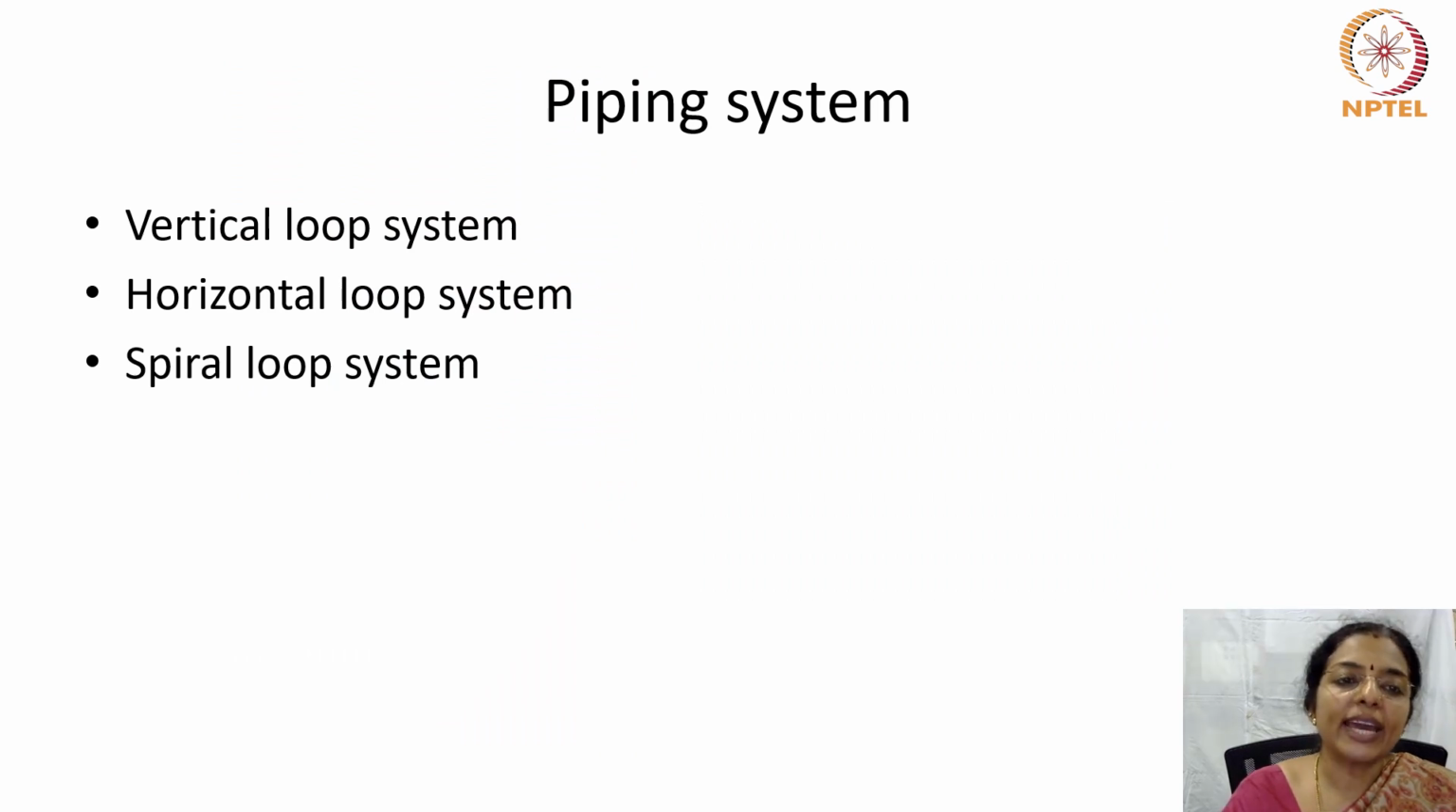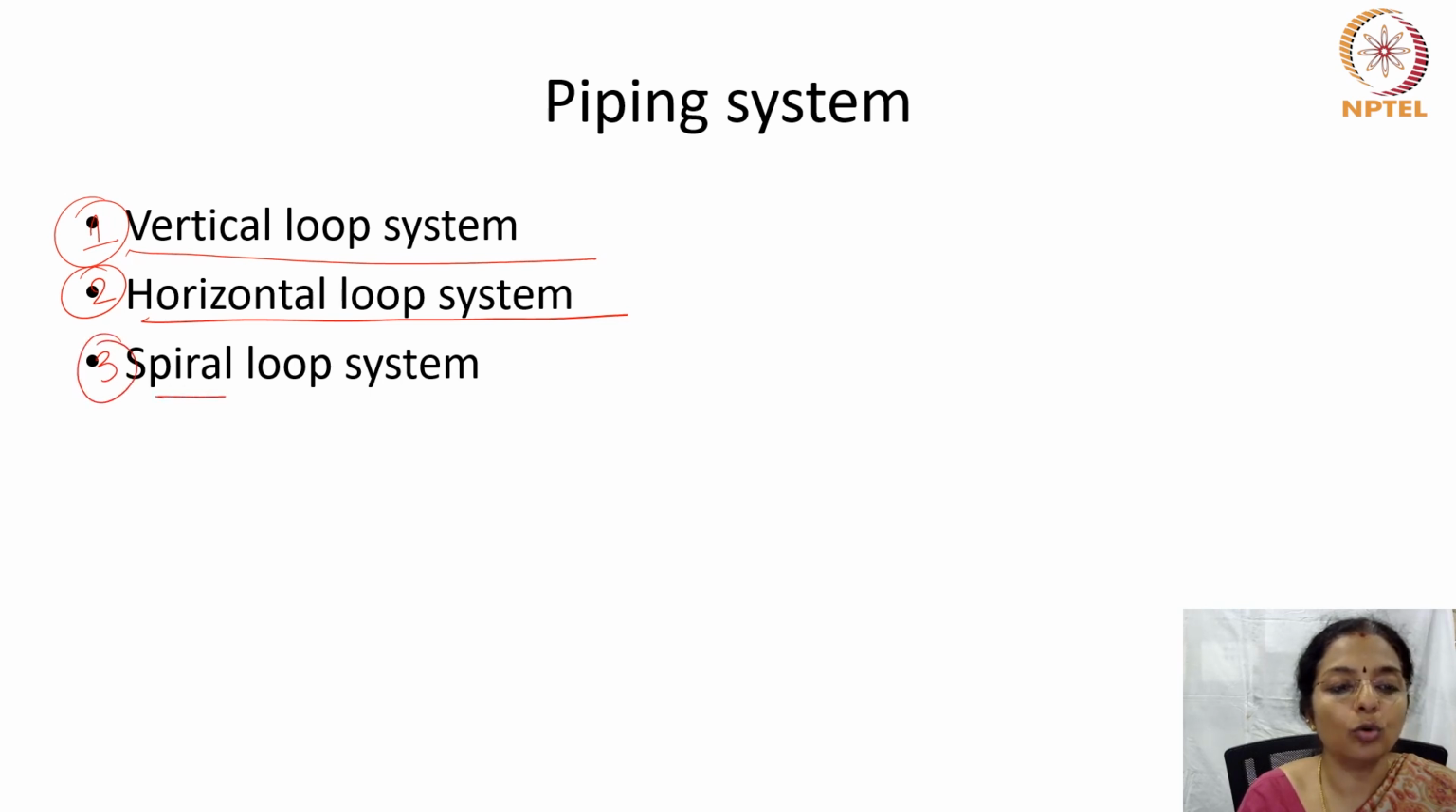So various piping systems can be there. We can have a vertical loop system, a horizontal loop system, or a spiral loop system.